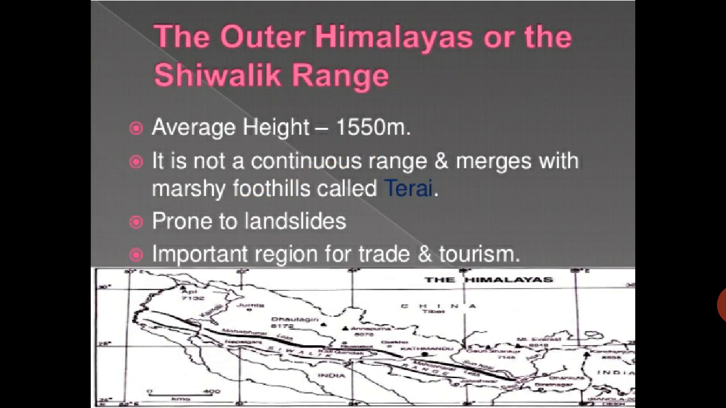After that, the outer Himalayas or the Shivalik range, average height is 1550 meters. It is not a continuous range and merges with marshy foothills called Terai. See, it is not a continuous range, in between foothills are there. Because of the foothills, it is prone to landslides. Landslides occur there in the Shivalik range. It is an important region for trade and tourism.